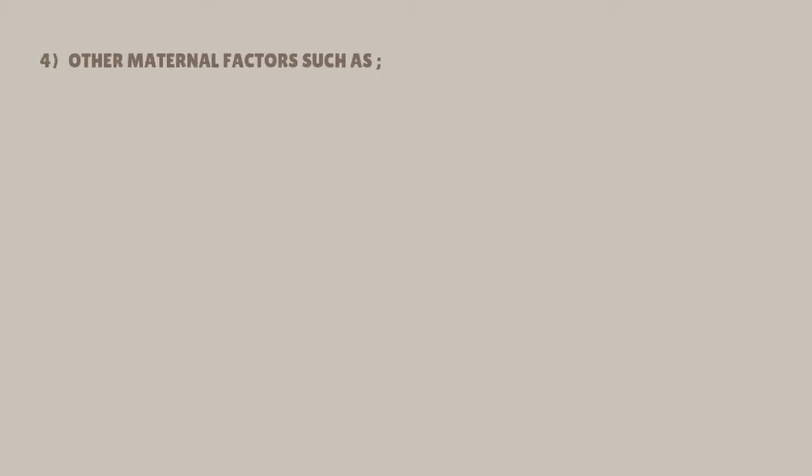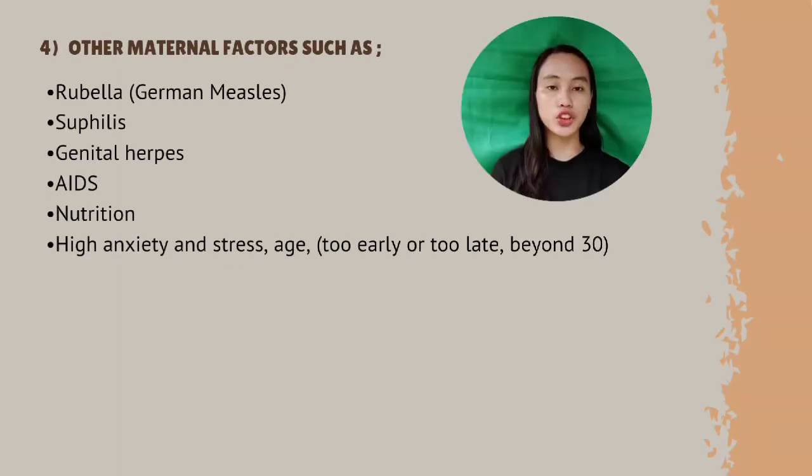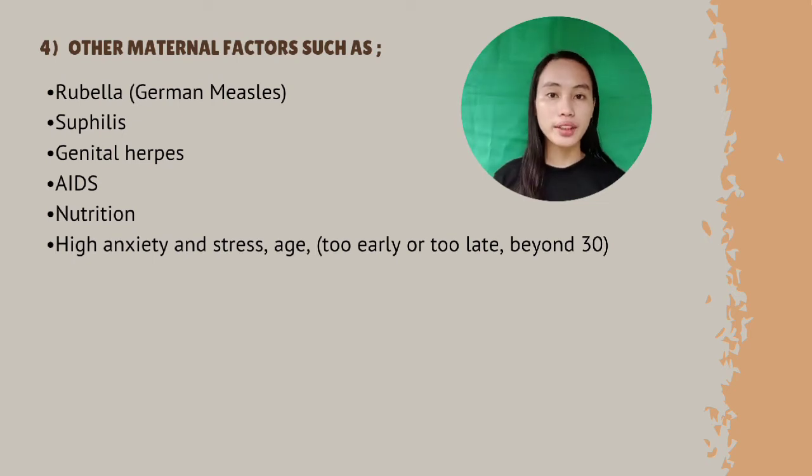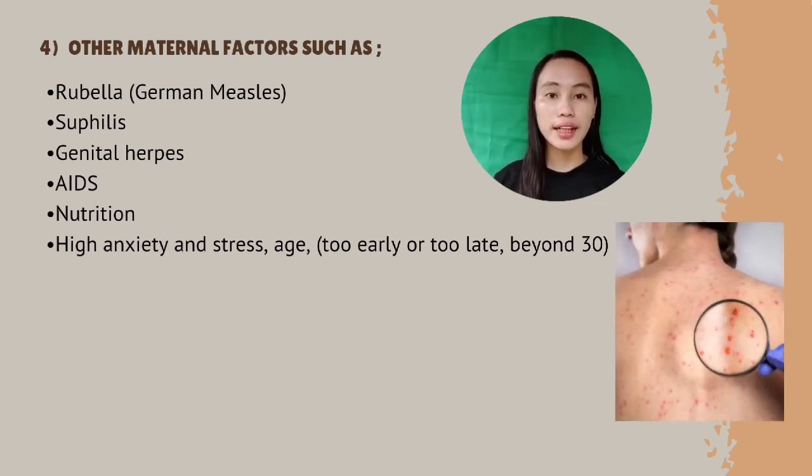Now let's go on to other maternal factors such as rubella, German measles, syphilis, genital herpes, AIDS, nutrition, high anxiety and stress, and age, too early or too late, beyond 30. So what is rubella? A rubella epidemic in 1964 to 65 resulted in 30,000 prenatal and neonatal deaths and more than 20,000 affected infants who were born with malformations including mental retardation, blindness, deafness, and heart problems.